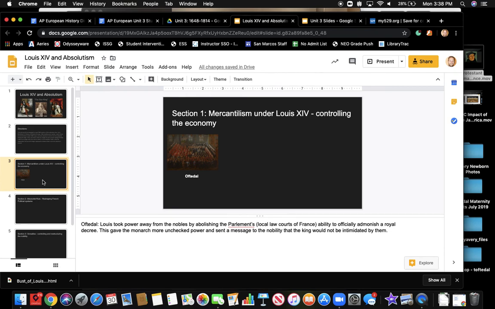And so you can just see here the different sections. Mercantilism under Louis. This is going to be gaining control over the economy. Now, we've talked a little bit about mercantilism and the economic philosophy of mercantilism. This is going to be a huge way that crowns are going to be gaining control over the economy. So in what ways do they do that?